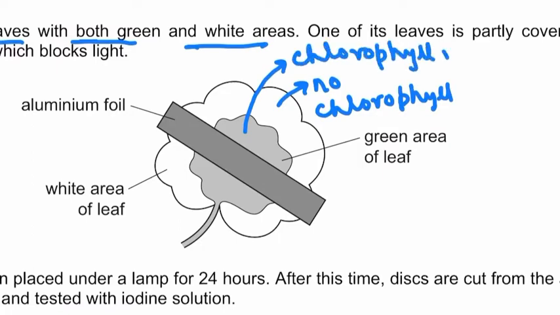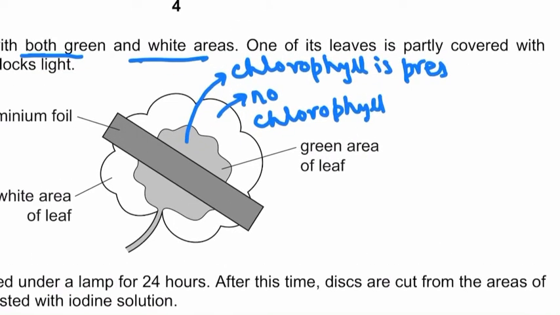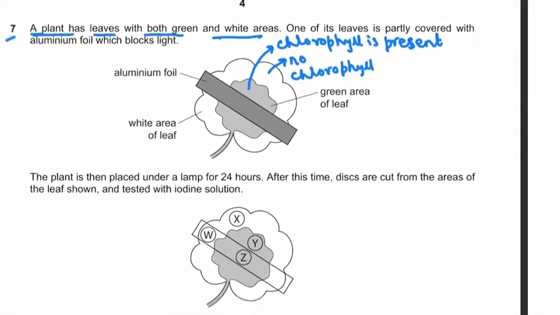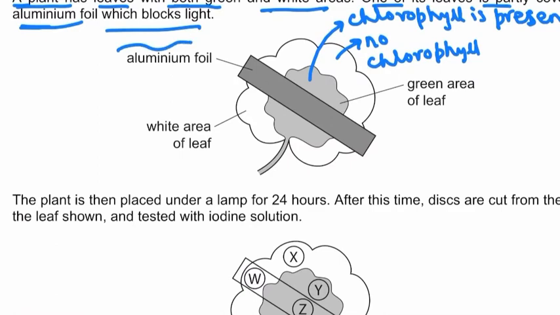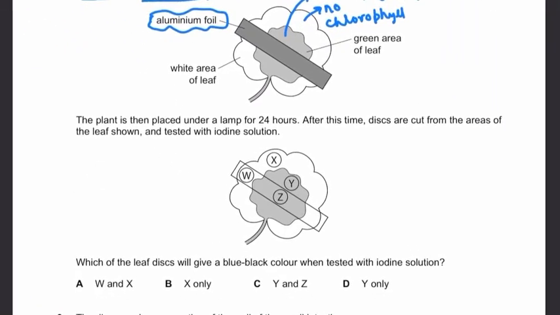Chlorophyll is present. As you all know, guys, for photosynthesis to occur, what conditions are required? Chlorophyll is required, light is required, carbon dioxide is required, and water is required. One of its leaves is partly covered with an aluminum foil which blocks the light. So guys, there is an aluminum foil which blocks the light, and if the light is blocked, obviously photosynthesis will not occur because light is required for photosynthesis.